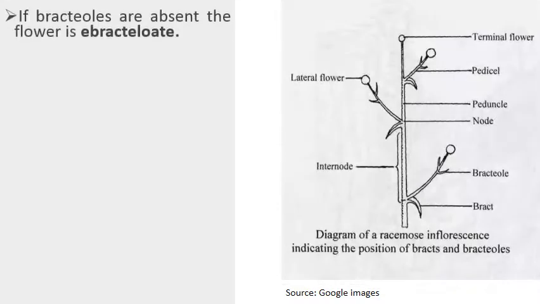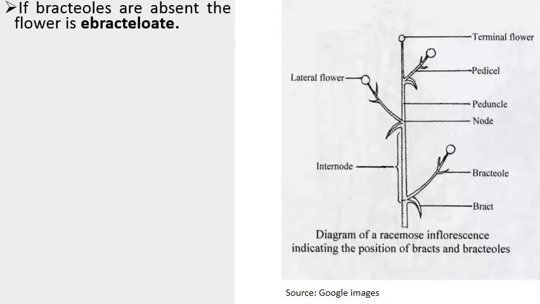Next structure are the bracteoles. These are the small leaf-like structures jo present hote hain pedicel ke upar. And these structures are known as bracteoles. And if the bracteoles are present, then the flower is known as bracteolate flower. If bracteoles are absent, then the flower is said to be ebracteolate. So a flower without bracteole is known as ebracteolate flower.